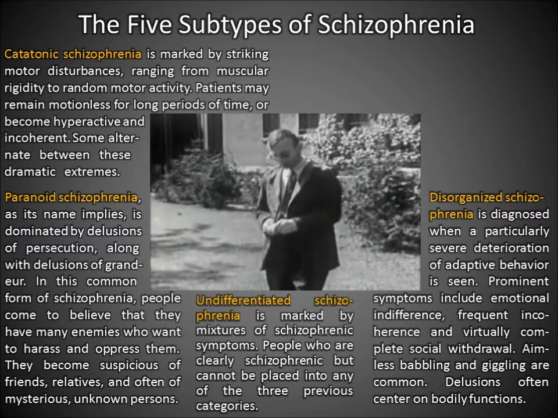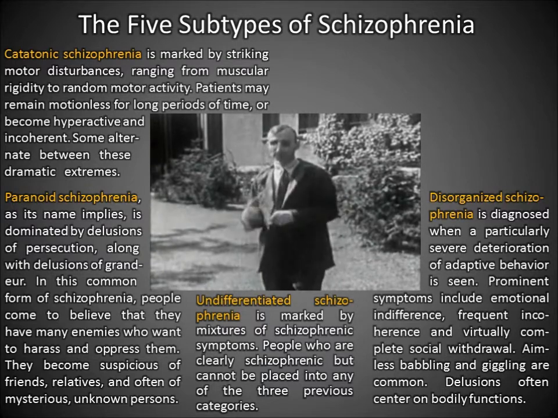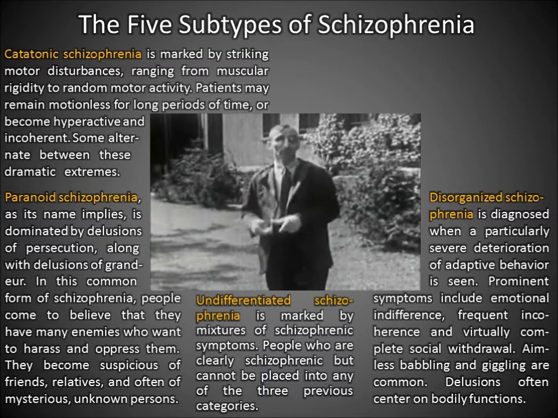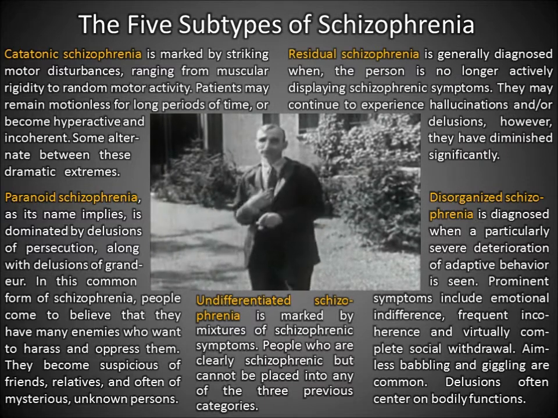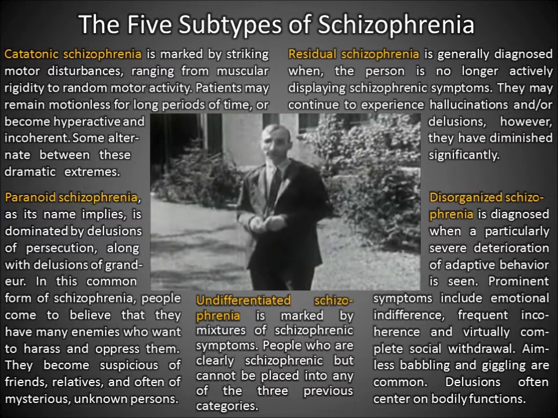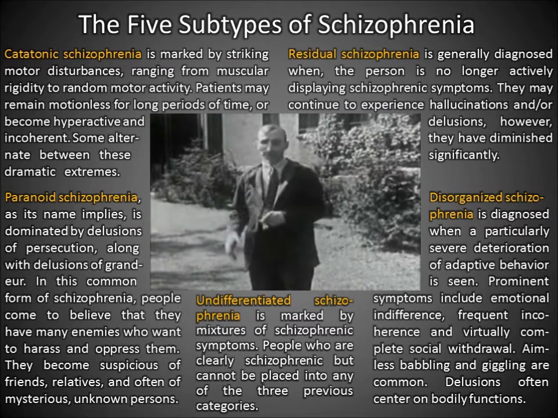Undifferentiated schizophrenia is marked by mixtures of schizophrenic symptoms, people who are clearly schizophrenic but cannot be placed into any of the 3 previous categories. Residual schizophrenia is generally diagnosed when the person is no longer actively displaying schizophrenic symptoms. They may continue to experience hallucinations or delusions, however they have diminished significantly.